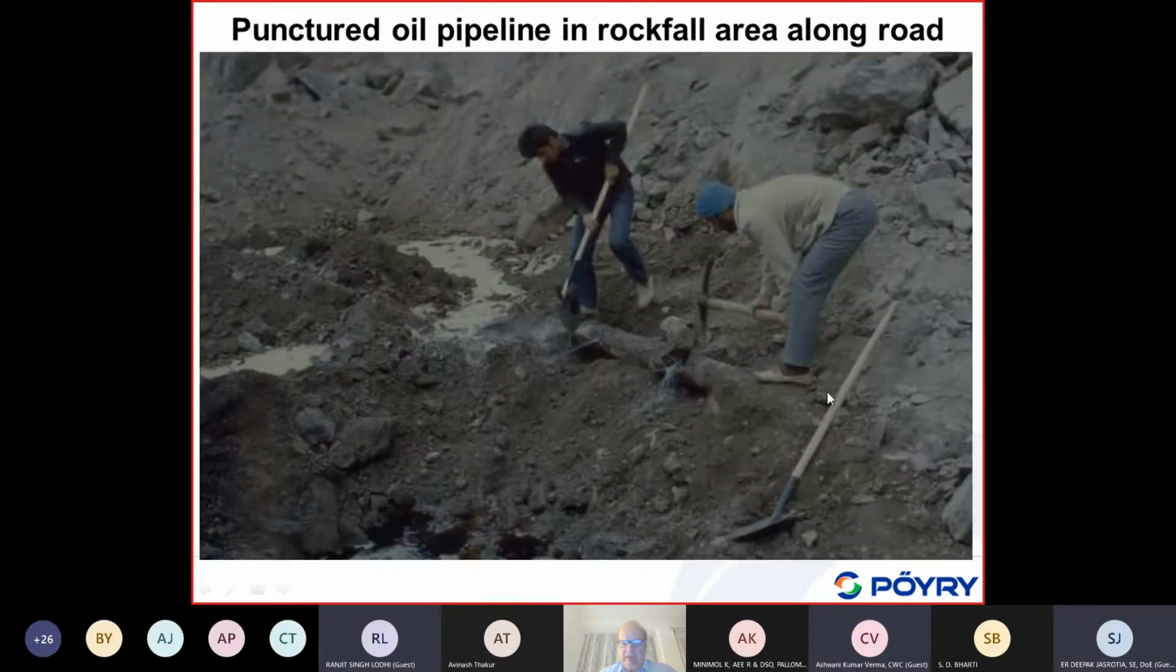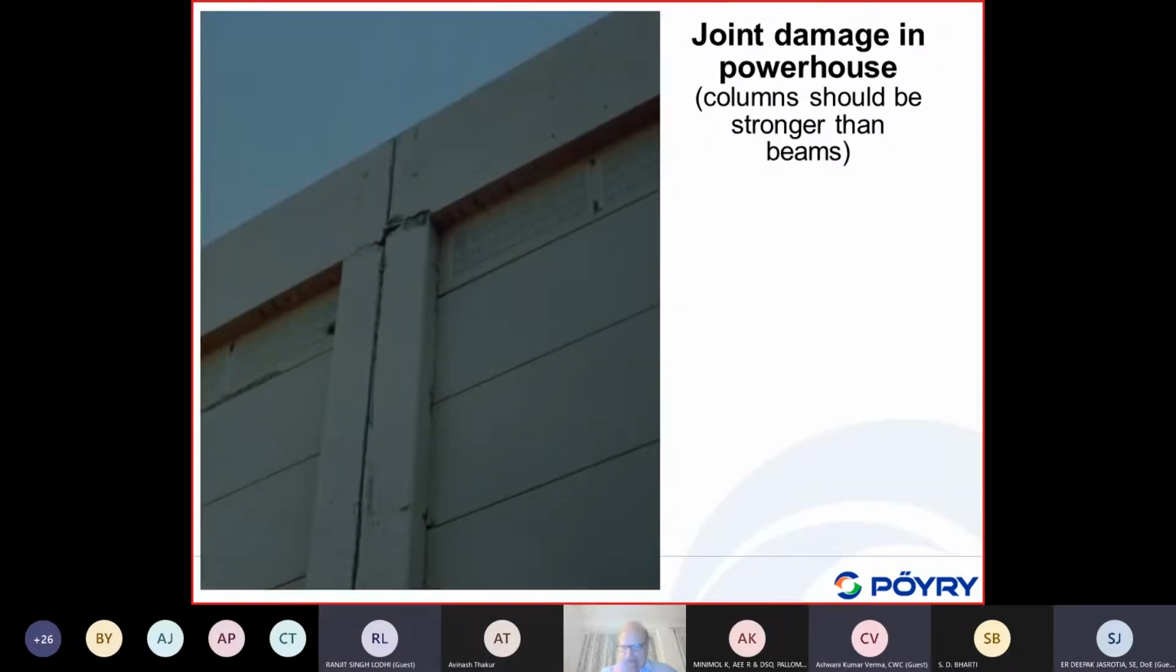You see here there is an oil pipeline. It is a small oil pipeline, and when we passed, it is petrol, not crude oil. It is a small diameter. It was punctured by some rocks, and due to the puncturing, you see here some of the oil is still splashing out from this pipeline. It's probably just a 10-inch pipeline. Okay, this is a powerhouse.